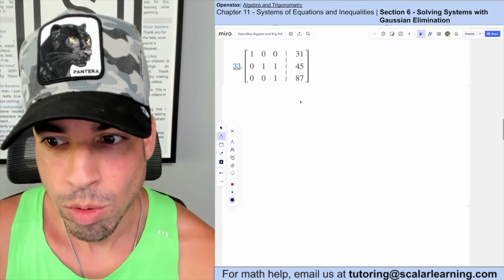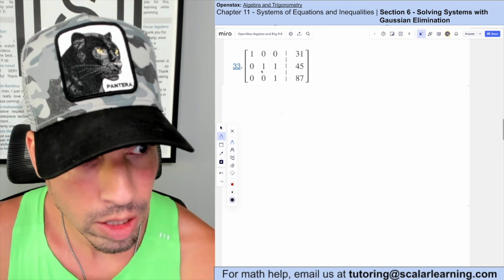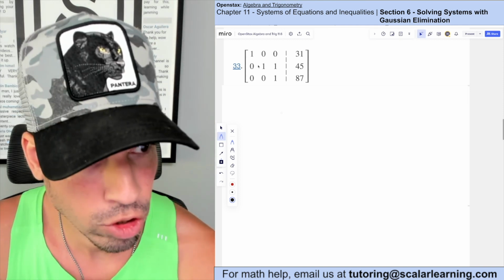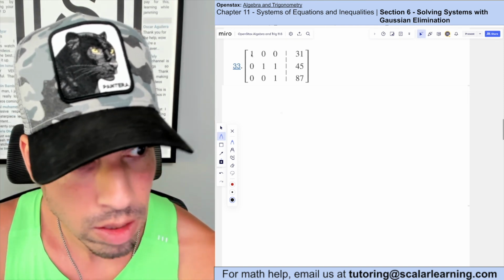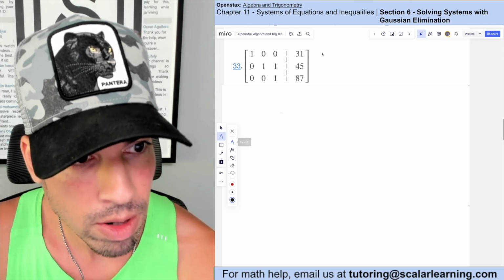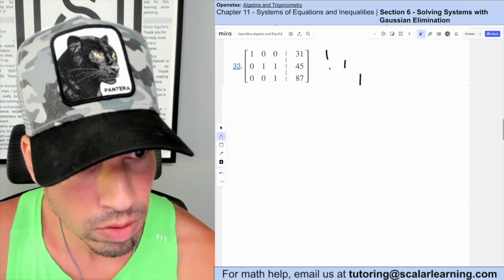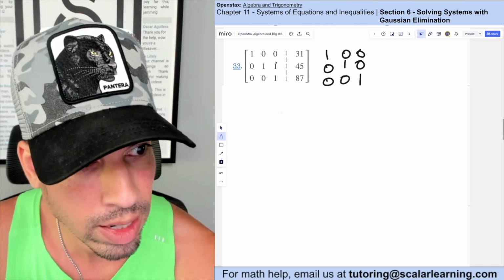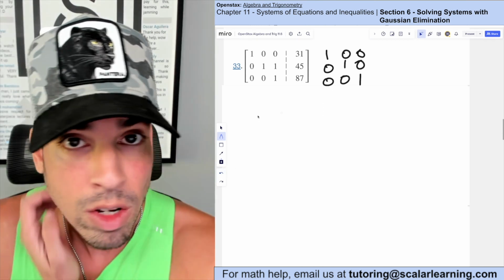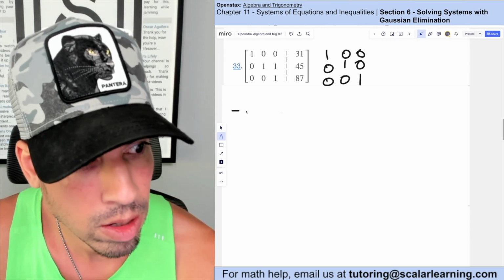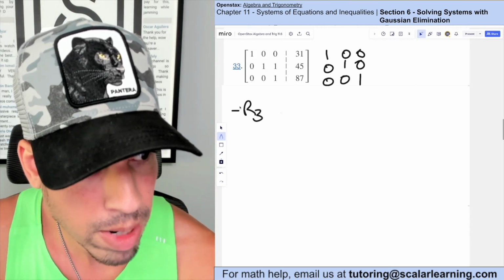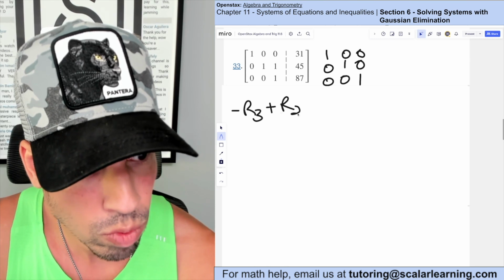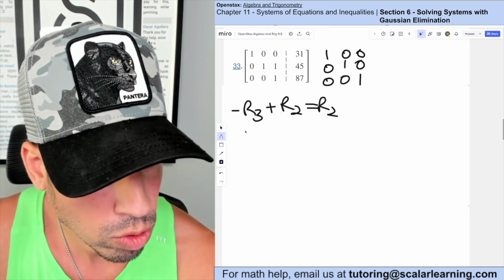Done. So for this one, we want to solve with Gaussian elimination. And pretty much we're almost to the answer, to be honest, because all we need to solve this successfully is to have a nice little diagonal thing of ones like so, and then zeros all around it. So we almost have that. We just got to flip that to a 0. So really we only need one step. That's going to be multiplying row 3 by a negative, adding it to row 2, and giving me my new row 2.